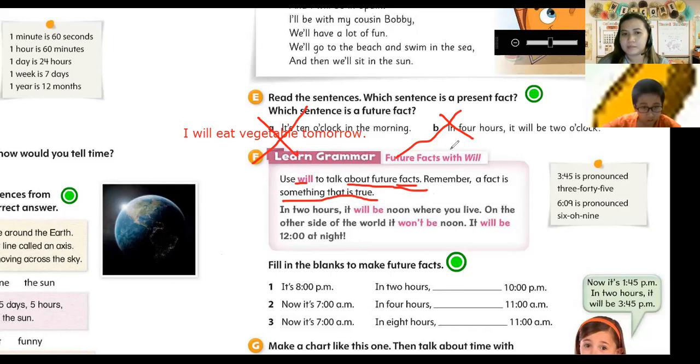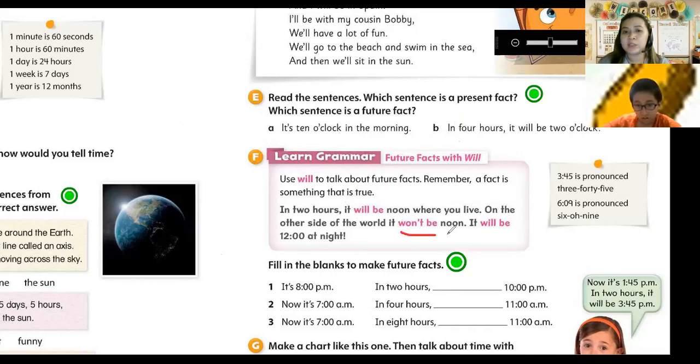Just like this one. In 2 hours, it will be noon where you live. On the other side of the world, it won't be noon. It will be 12 at night. So that is a fact. So this sentence here is based on fact. Clear? Okay. All right. So we have it here.